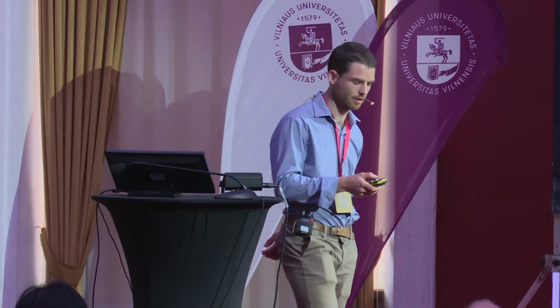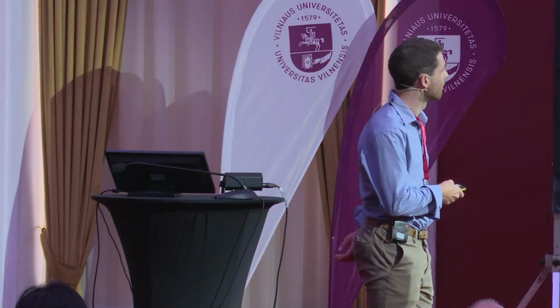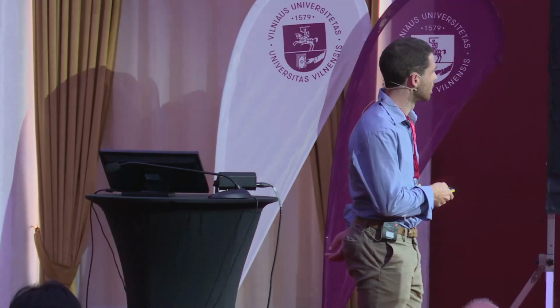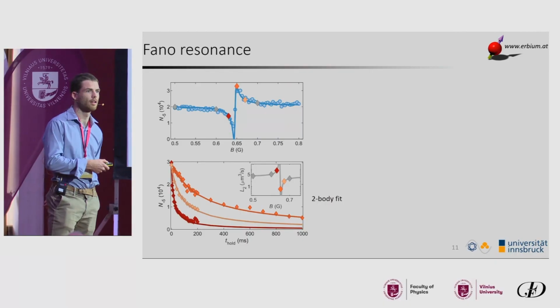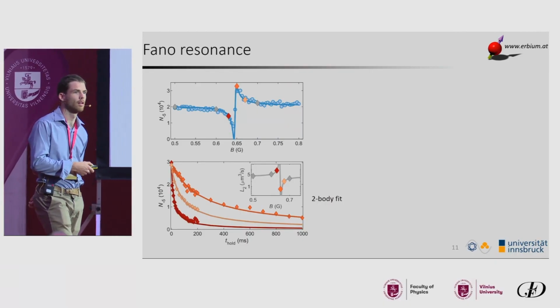You said that you see two-body losses around the Feshbach resonances. And you see that because you fit with a two-body loss. Yeah, this one, you mean? Are you in a harmonic trap to do so? And if so, are you sensitive to the increase in temperature during the losses?